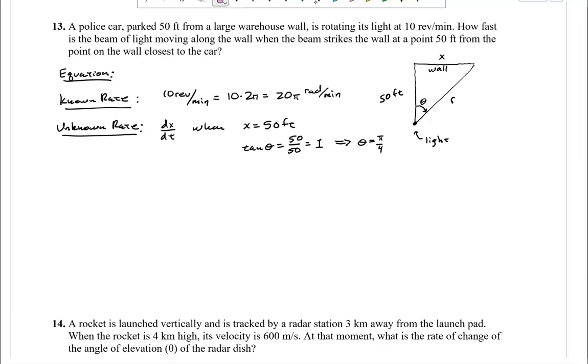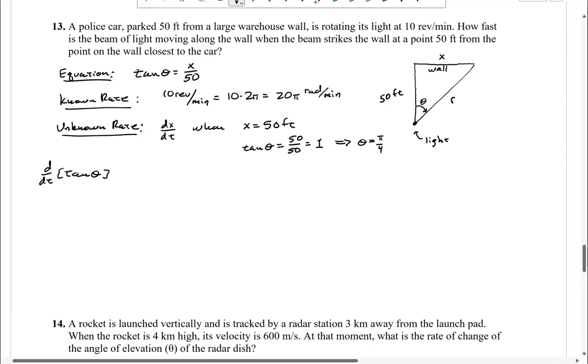Now, the equation needs to relate theta and x. And so we notice that the tangent of theta is equal to x over 50. Let's go ahead and differentiate this implicitly with respect to time. So d/dt of tan theta equals d/dt of x over 50. The derivative of tan theta is secant squared theta, and then we need a d theta/dt here, implicit differentiation. And then on the right-hand side, we have 1 over 50 dx/dt.